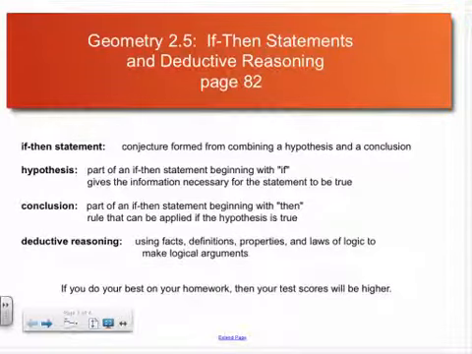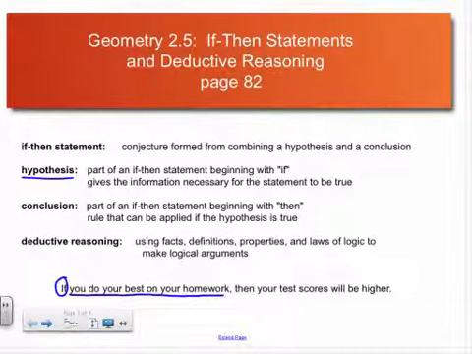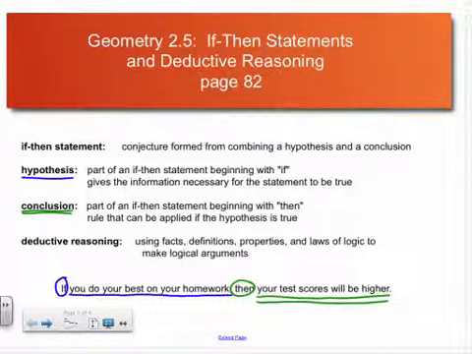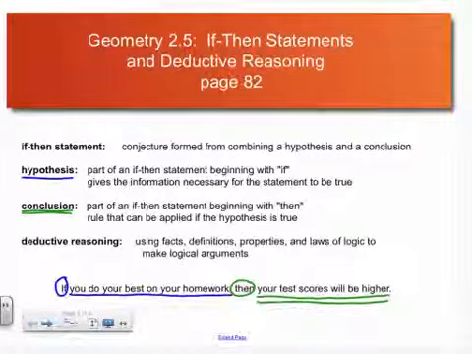Let's look at an example of an if-then statement. If you do your best on your homework, then your test scores will be higher. In this statement, the part beginning with "if you do your best on your homework" is the hypothesis. The second part beginning with "then your test scores will be higher" is the conclusion. Let's say we've accepted that this is a true statement. Then, if you do your best on your homework, you can expect your test scores to be higher.